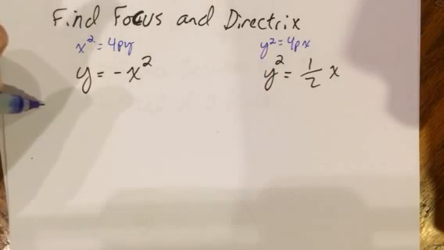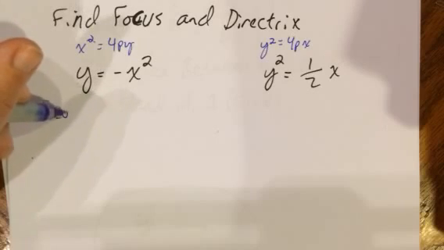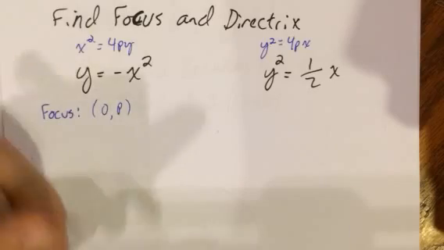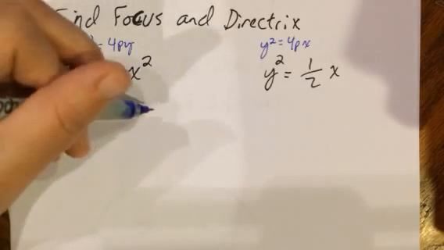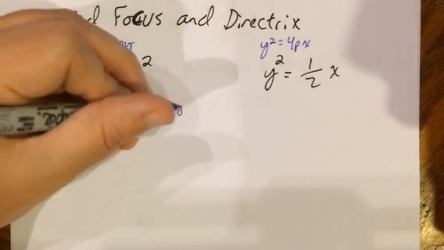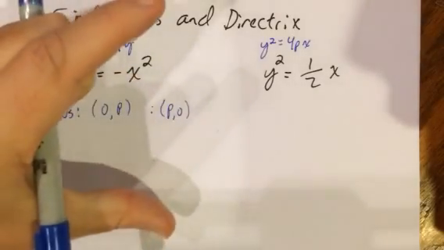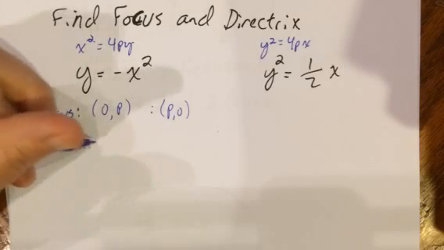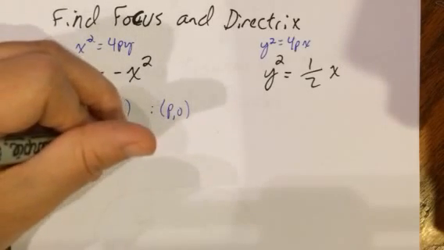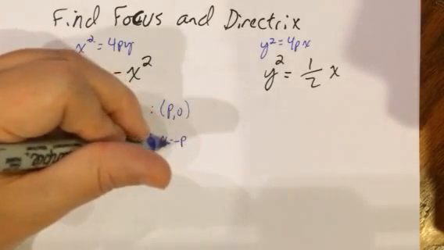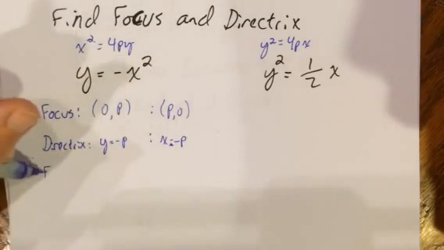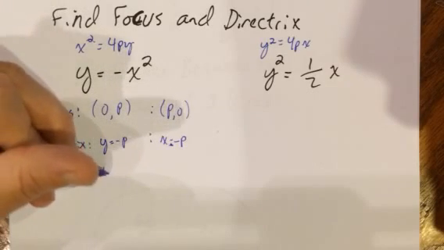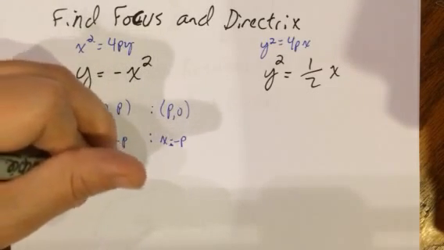Once I have the equations, I can find my focus by having 0, p if it's one that opens up or down, or by doing p, 0 if it opens sideways. I can have my directrix. It's either going to be y equals negative p or x equals negative p. And I can have my focal diameter. Oh, I guess I didn't ask for focal diameter, but we'll find it. That would just be 4p.